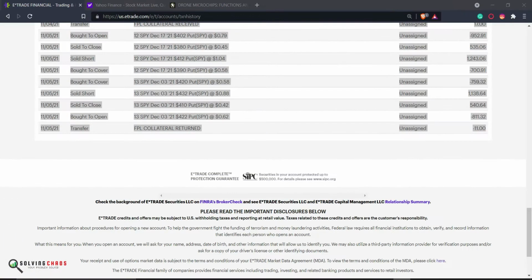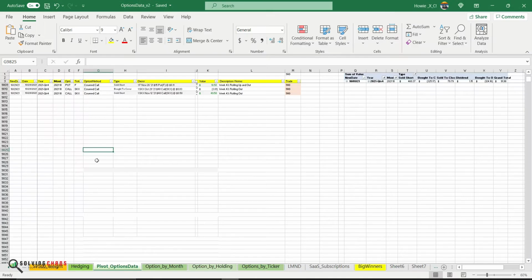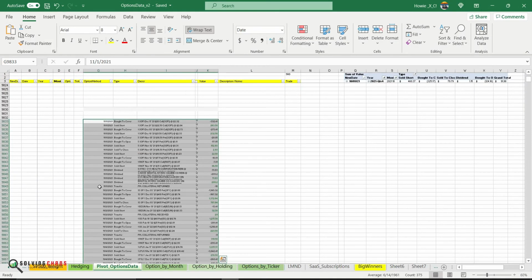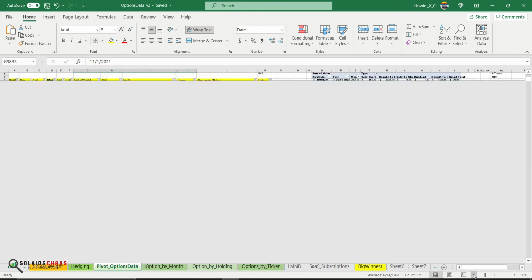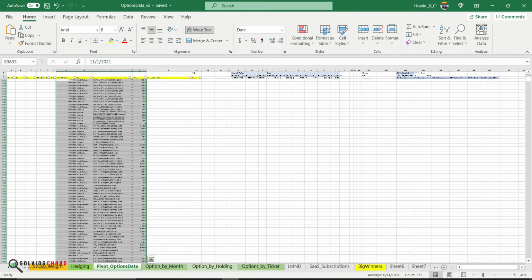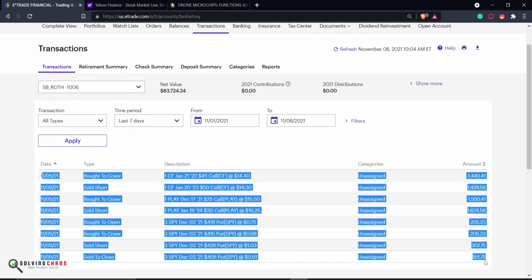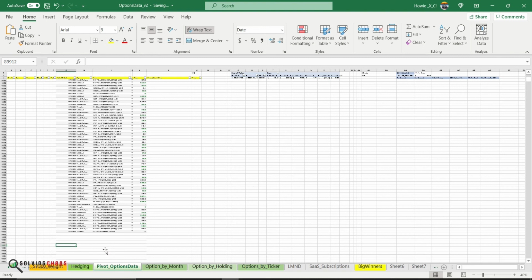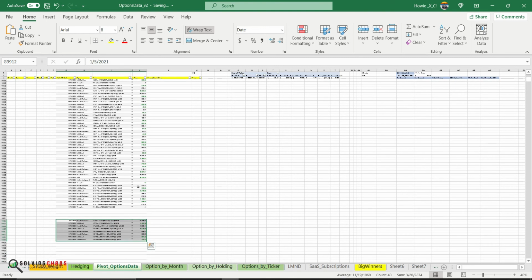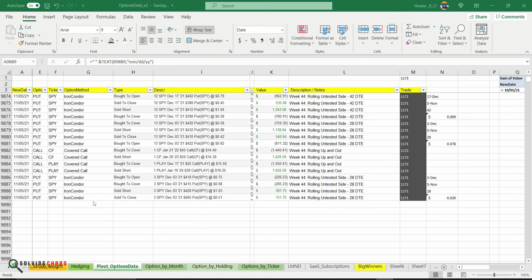So I'm going to copy from here, paste into my tracker over here. So that's the first set. Now we're going to do another one. We're going to grab more transactions. And here we're going to grab these transactions, copy, and we're going to paste it over here. Now what I do is fix it all up with my pivot table, and I'll show you what that looks like afterwards. And this is what it looks like after I format it.